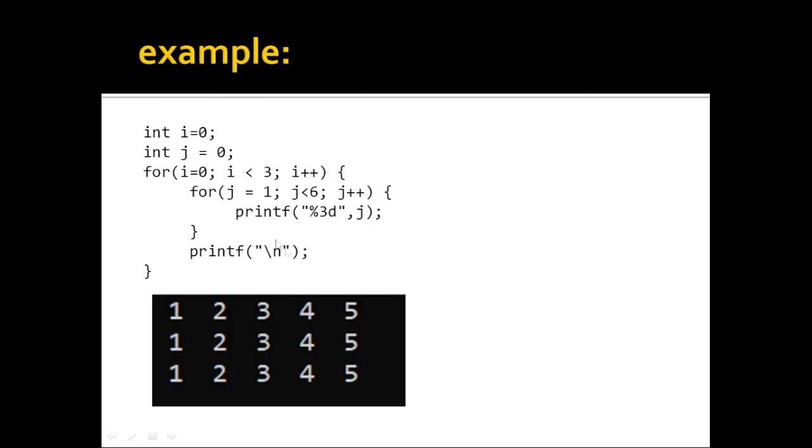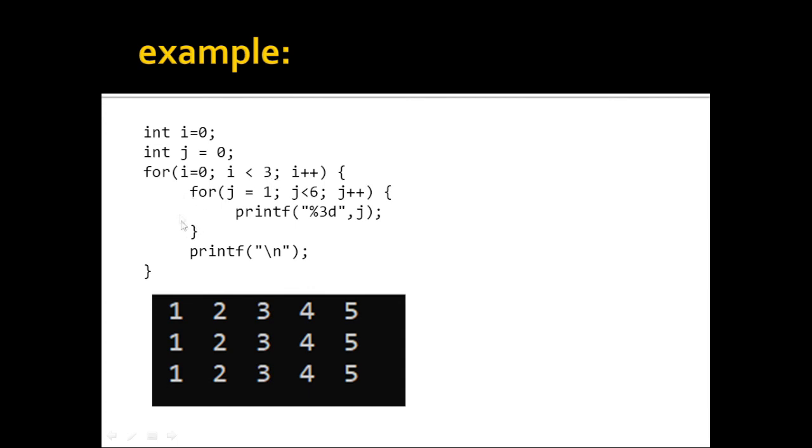So here's an example of a nested loop. We have here two variables i and j, both initialized to 0. We have here a loop for i equals 0 and i is less than 3, i++. So examining this, the outer loop will actually iterate 3 times with the value of i from 0 to 2. When it becomes 3, this becomes false.